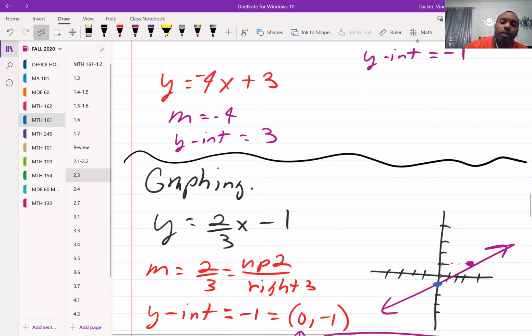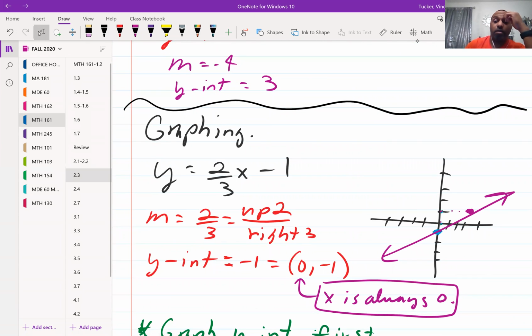All right, so using this information to graph, if I have that equation of y equal to 2/3 x minus 1, we already mentioned what's sitting in front of x is our slope, so that's 2/3, +2 over +3. So that means up 2, right 3. Then also we have the y-intercept back here, which is -1. Now, -1 as a coordinate will be 0, -1. In other words, if it's a y-intercept, remember we talked about intercepts before, for y-intercepts, x is always 0. So as a coordinate, that's going to be 0, -1.